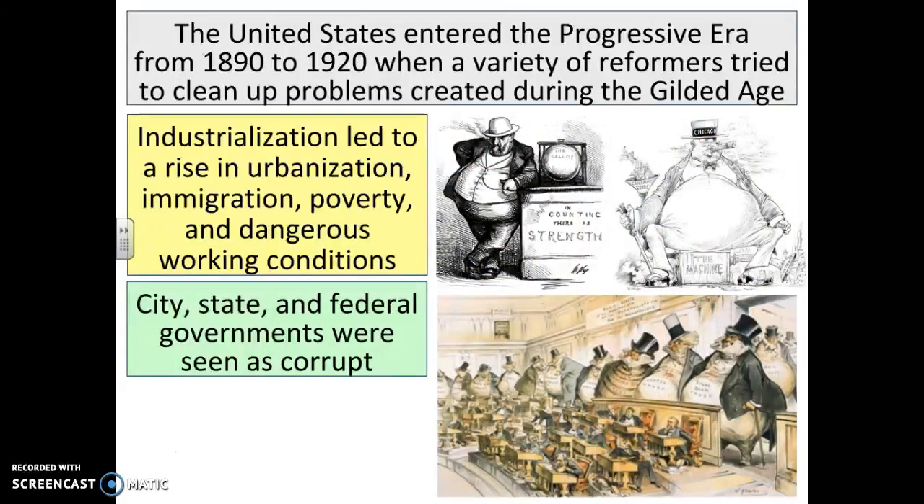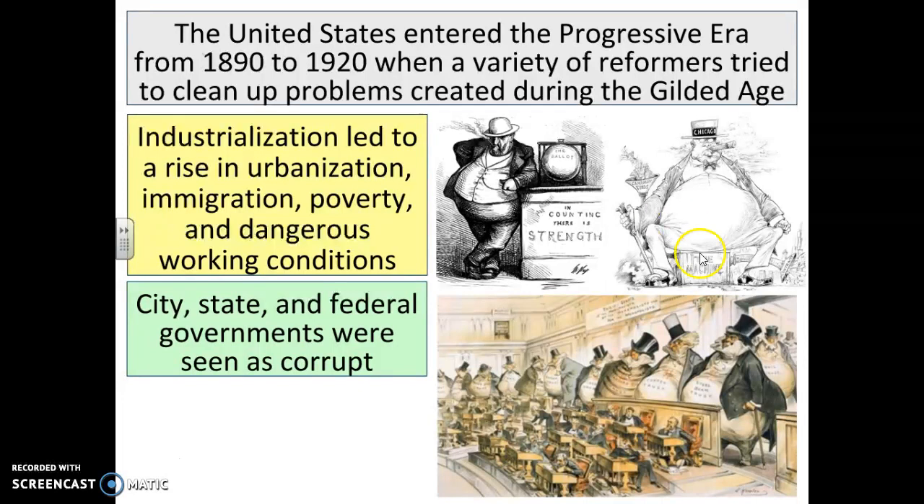We also talked about how in the political realm, there was a lot of corruption happening. In the first picture, we talked about political machines like Boss Tweed and the Tammany Hall incidents in New York, where these machines had so much influence and corruption over the city and state officials.